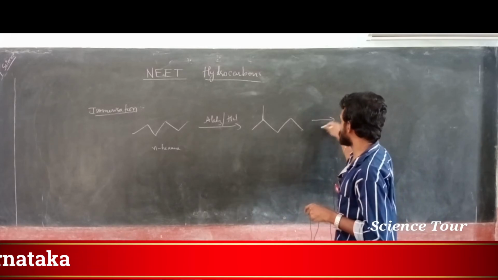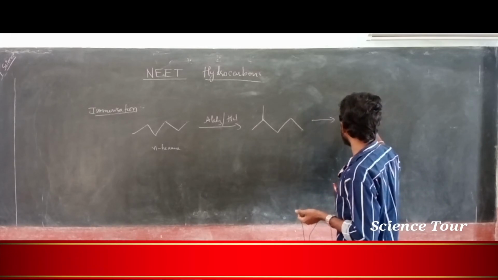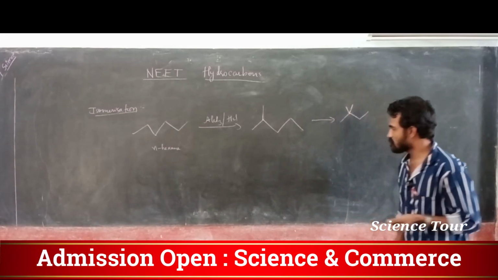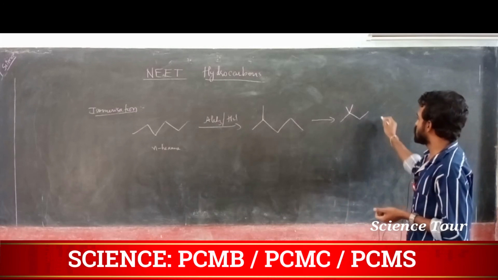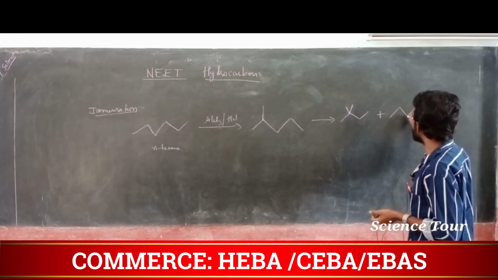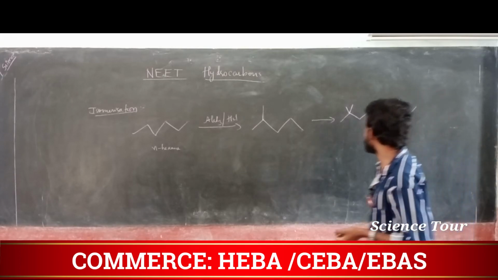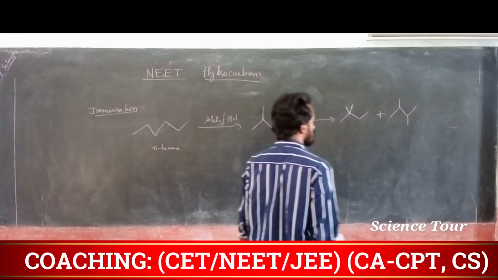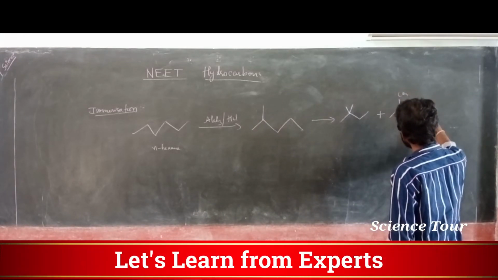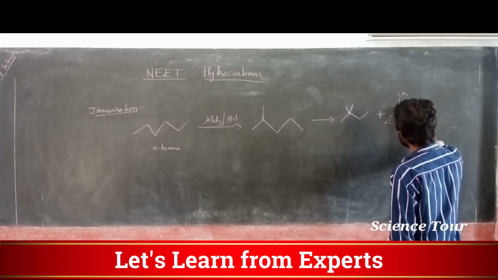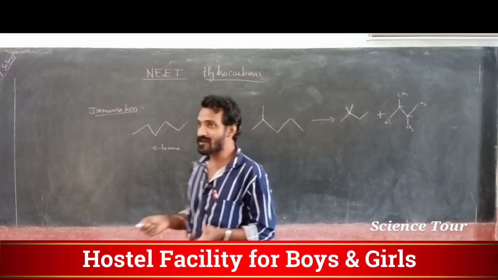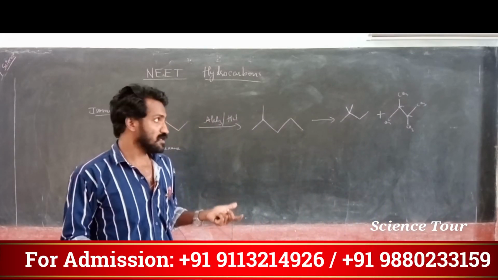Another possibility is 1, 2, 3, 4, 5, 6. This type of possibility is there. Understood? Another compound is also possible. 1, 2, 3, 4. This type of possibility is there. So don't get confused, my dear student. What does this mean? Here CH3 is there, here CH3 is there, here CH3 is there, here CH3 is there, and here CH2 is there, here CH2 is there. You are not writing all these, but actually they are there.